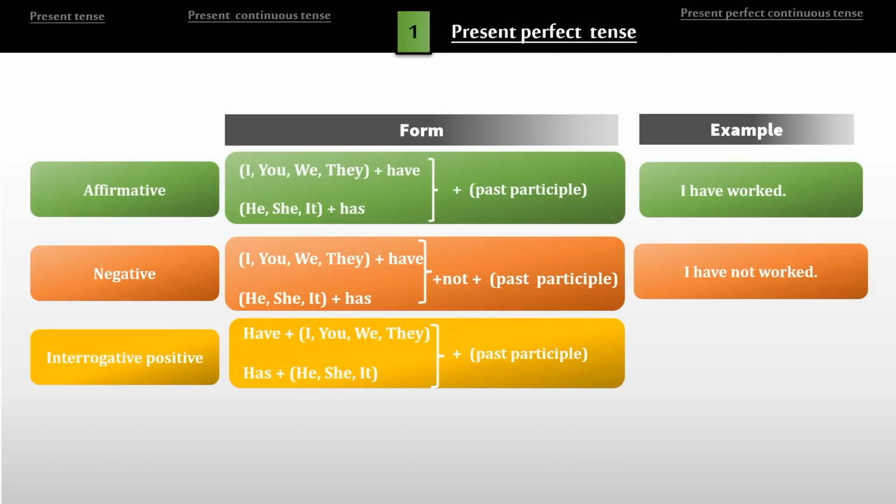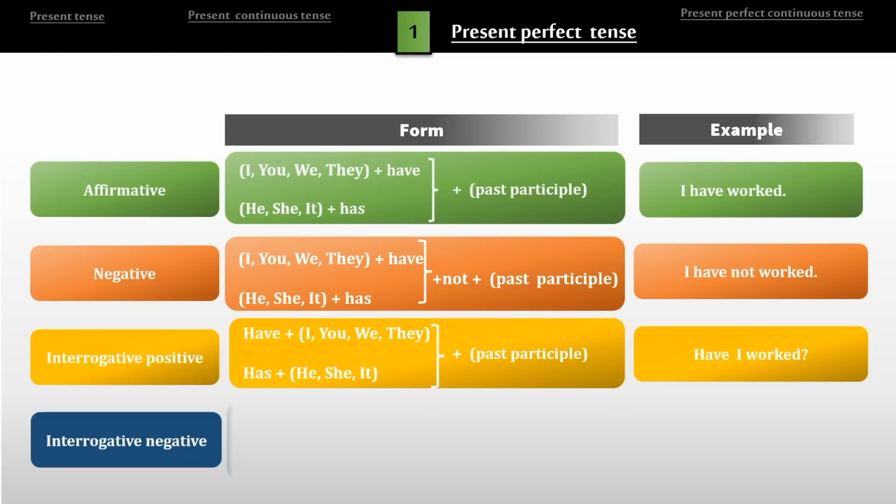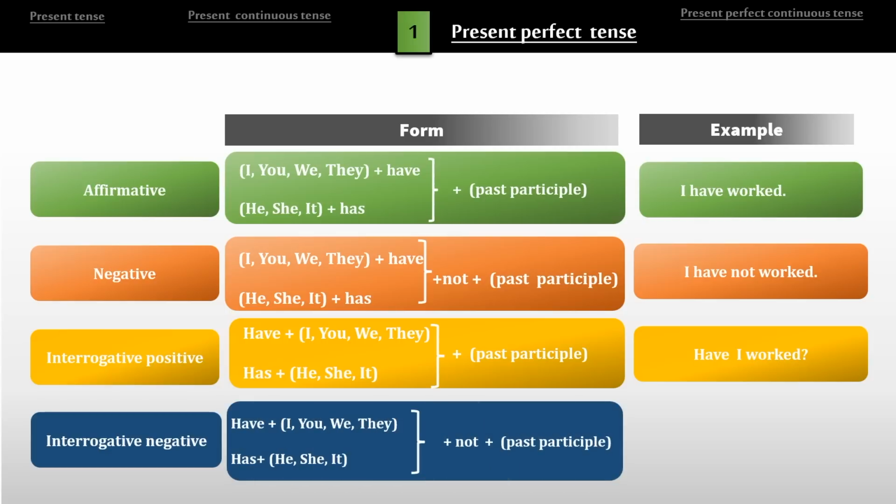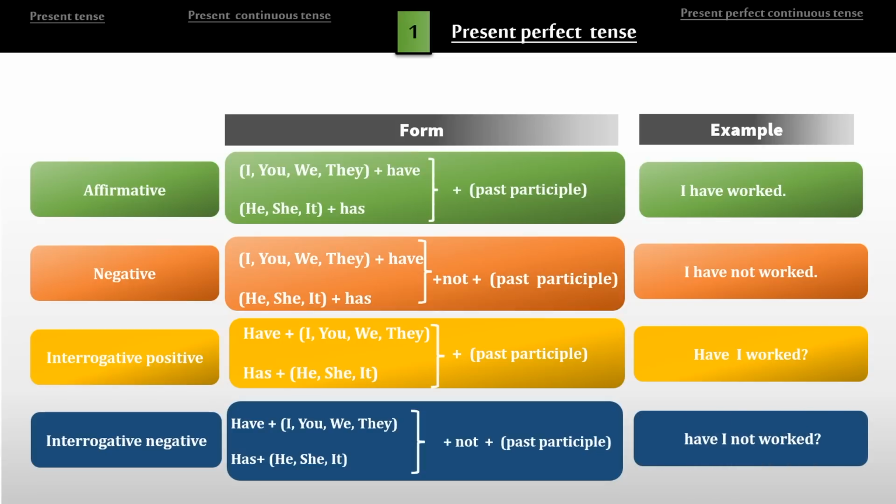Interrogative positive. Have plus I, you, we, or they plus past participle, and has plus he, she, or it plus past participle. Example: have I worked? Interrogative negative. Have plus I, you, we, or they plus not plus past participle, and has plus he, she, or it plus not plus past participle. Example: have I not worked?